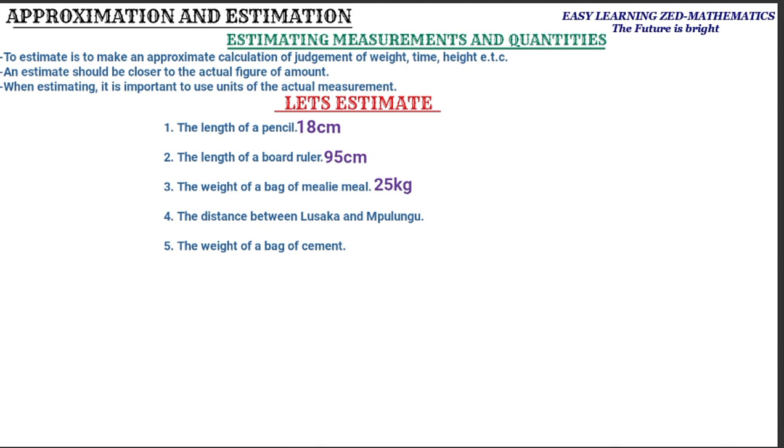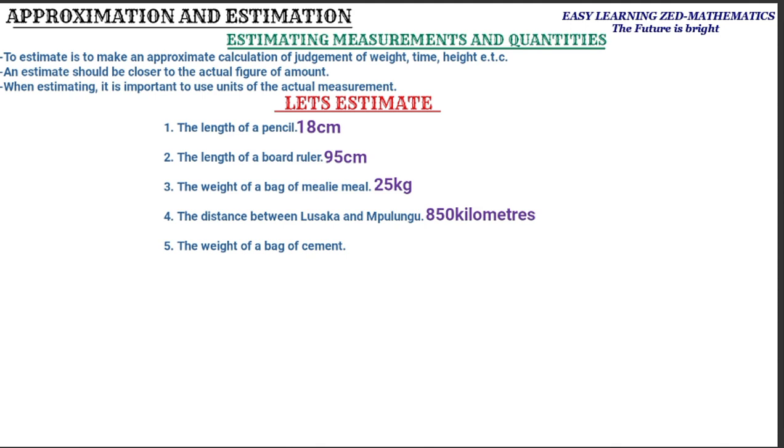The distance between Lusaka and Mpulungu, I think that one could fall between 800 and 900 kilometers. So I'll go with 850 kilometers. The actual can be 900 or 800 kilometers, so the range is between that. So I picked 850 kilometers. Remember, the units are in kilometers.